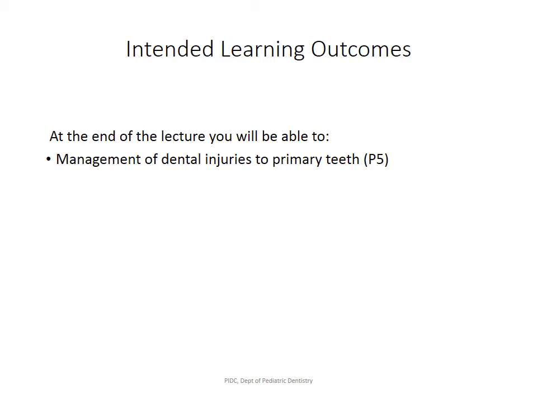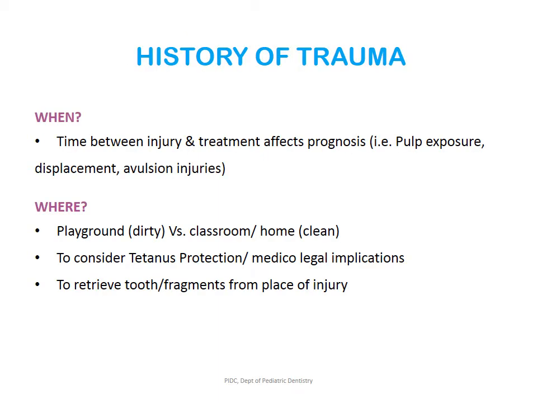the primary teeth. So the history of trauma is important as it provides information regarding the time of trauma, the place of trauma, how did the trauma occur, and any associated symptoms with the trauma. So the first is when did the trauma occur. So the time lapse between the time of injury and the treatment affects the prognosis. If the time lapse is a lot, then the prognosis will be poor. That is in the case of pulp exposures, displacement and avulsion injuries.